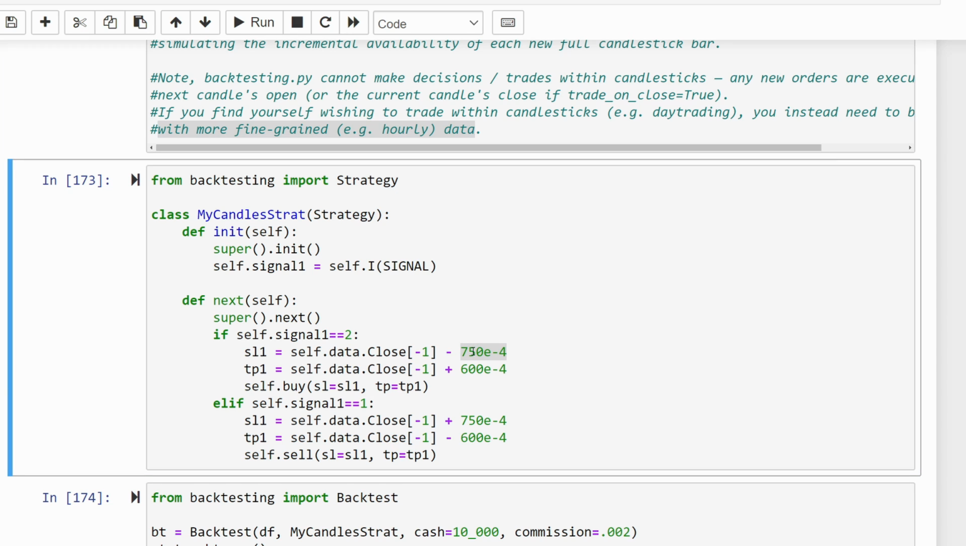So here, 750 exponent minus 4, meaning we are considering 750 pips of difference between the current closing price and the stop loss. Then the take profit is something that is positive because remember we are buying here, it's the buying signal. So I'm putting plus 600. Why did I take 750 and 600? It's completely random. Actually, I chose those and I was trying which of these two values is going to give me something that is good, a good result, a good income.